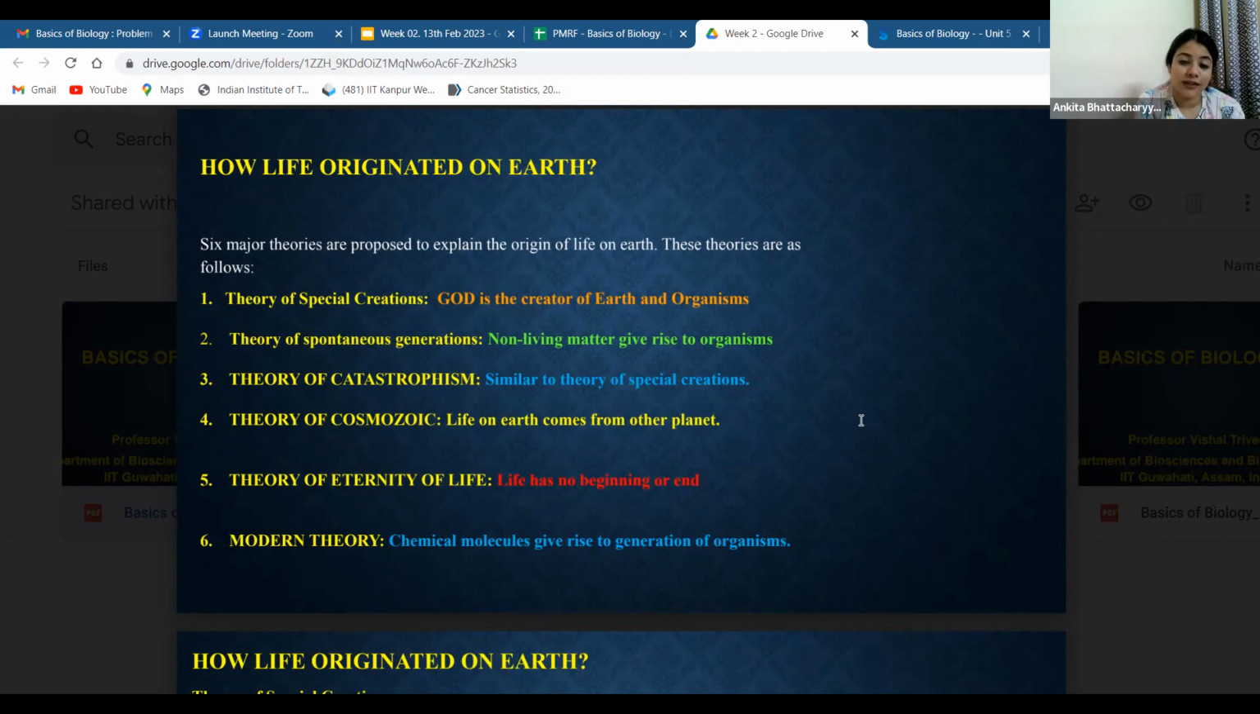Then came the cosmozoic theory, where they believed that life from other planets came to Earth. That is obviously also not possible to validate with any experimental evidence, so it was not considered to be substantial. Then the theory of eternity of life, similar, and finally the modern theory, which is the most accepted one and has a lot of experimental evidence to support this particular hypothesis. It said that chemical molecules are actually giving rise to organisms as we know them.